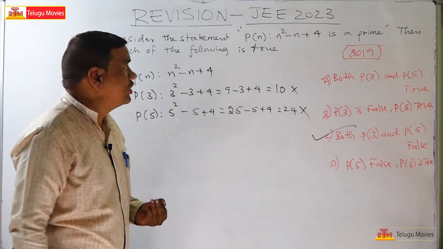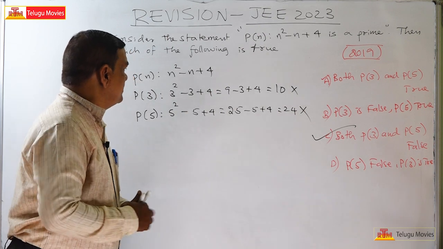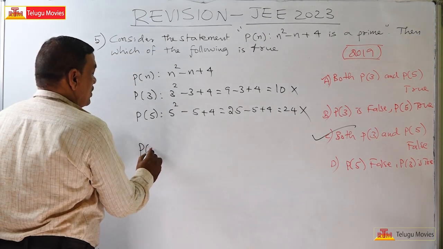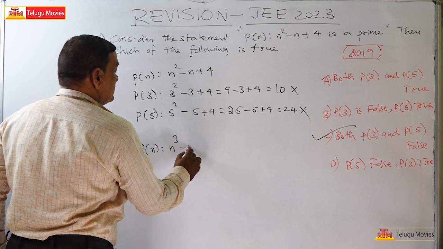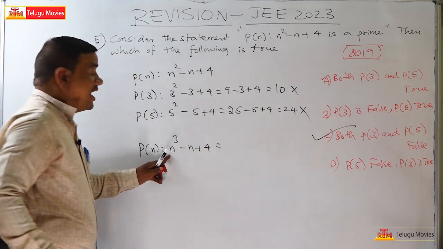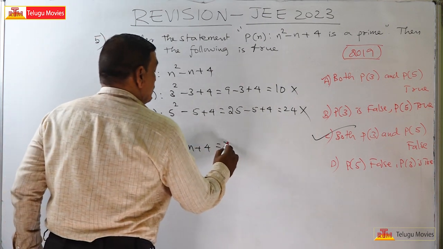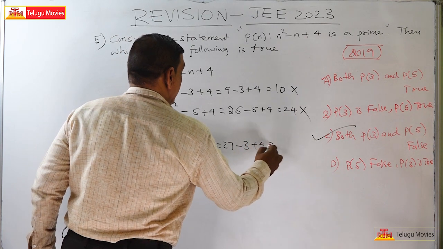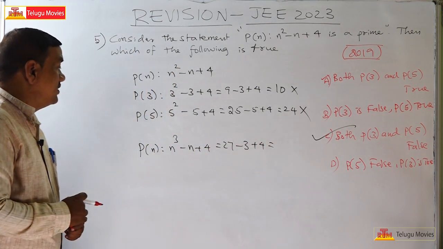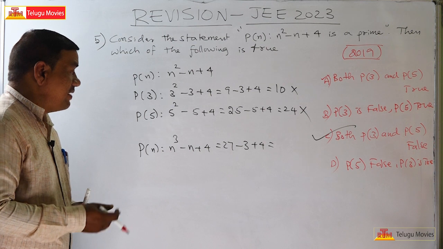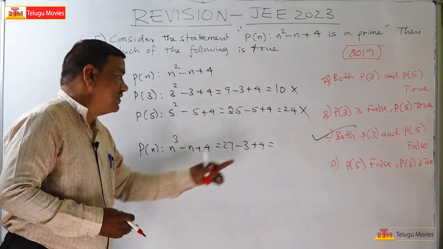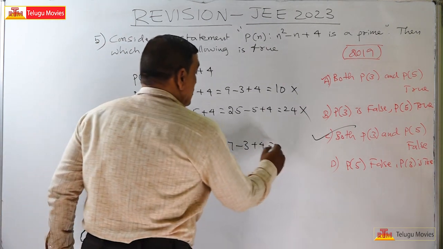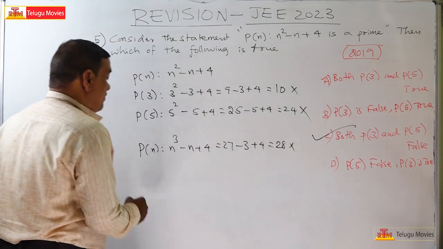If it is an n cube, then you can write it, for example, if n is 3 and the expression is n cube minus n plus 4. N cube means how much? 27. 27 minus 3 plus 4. So this is equal to how much? 28. Then it is also not a prime number.